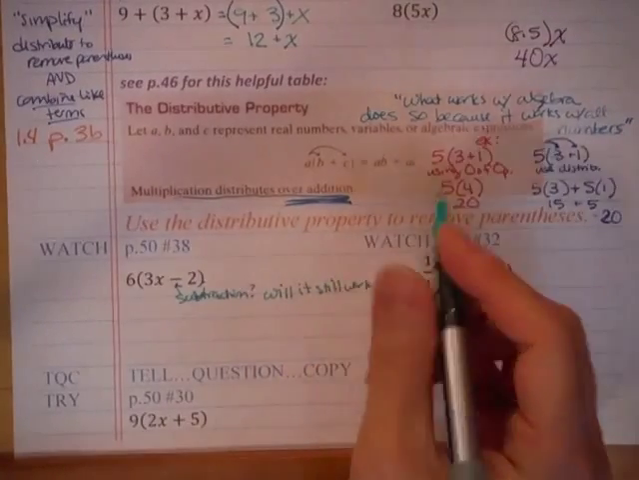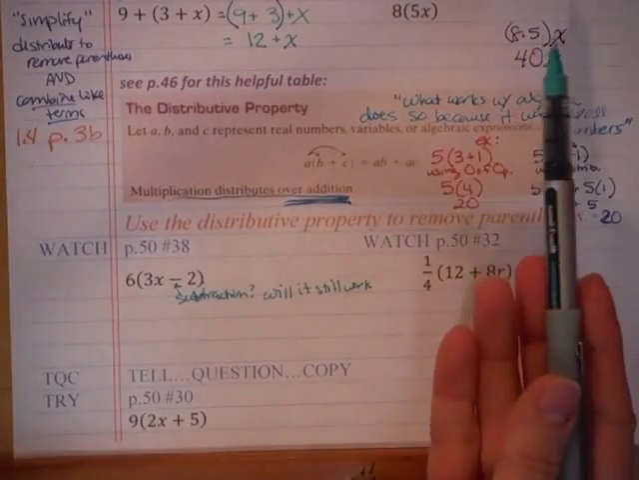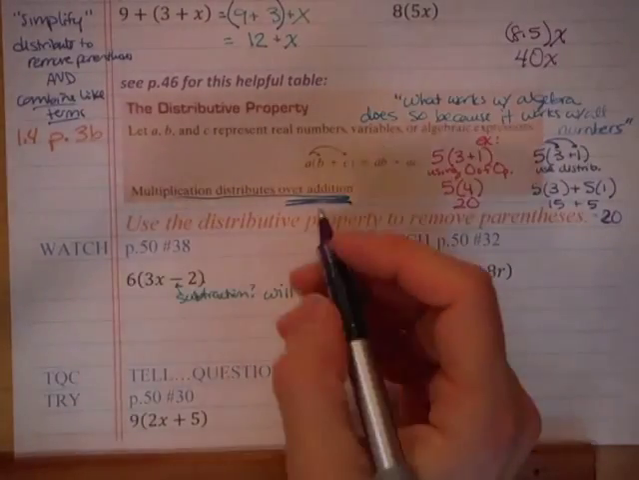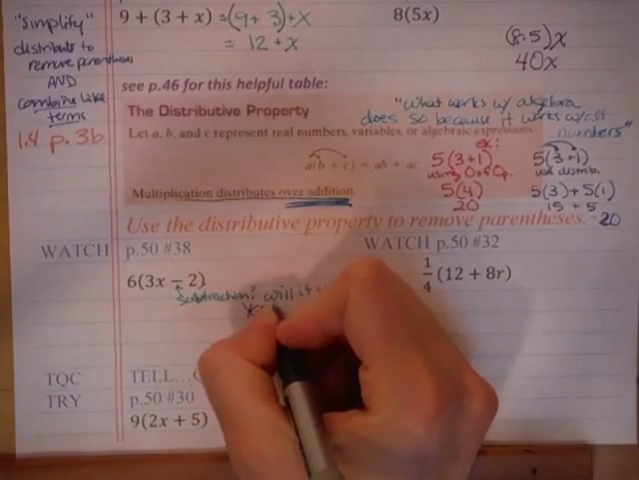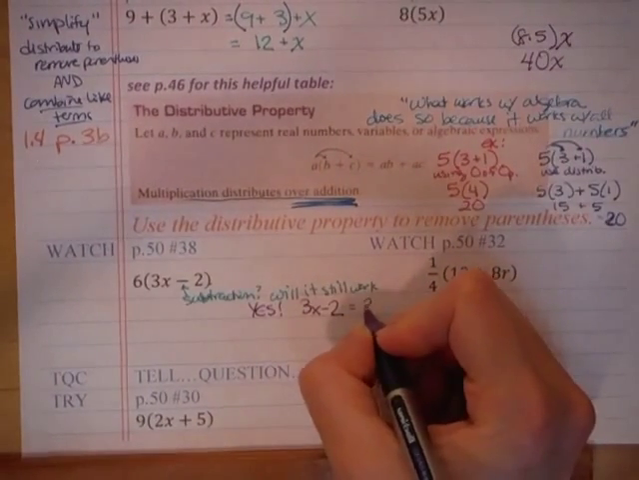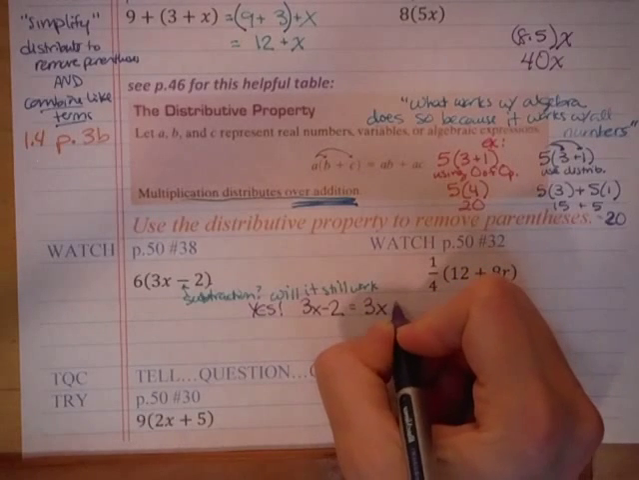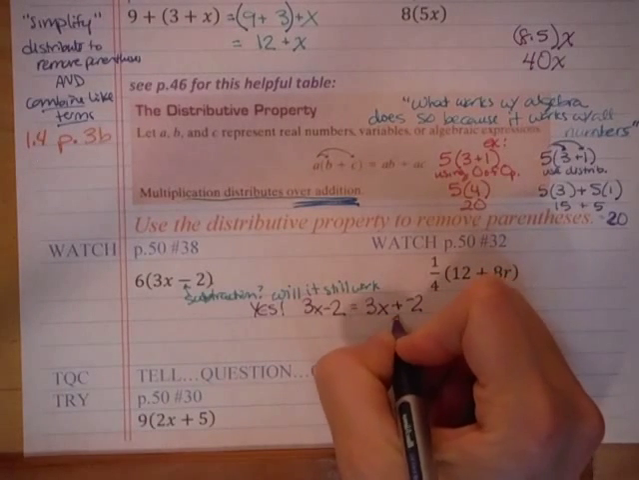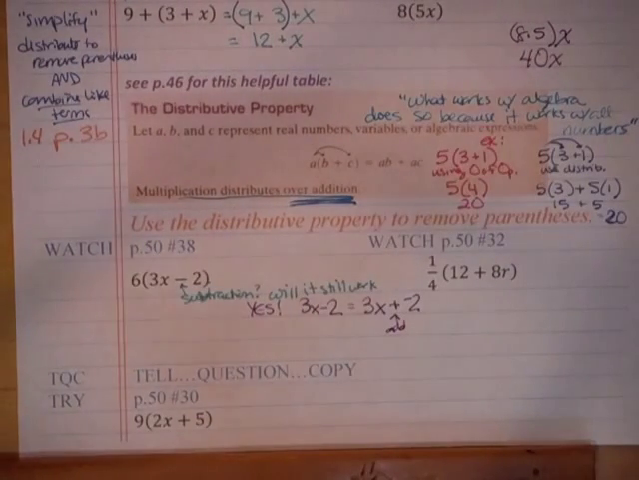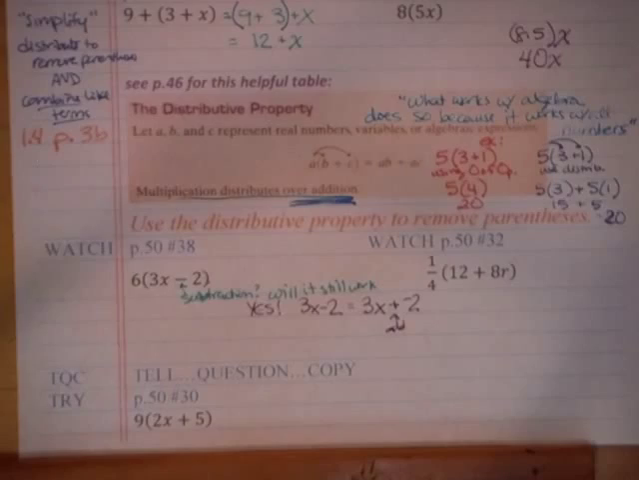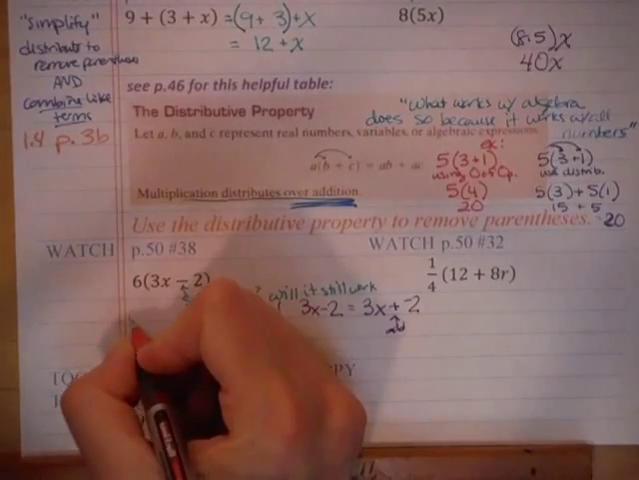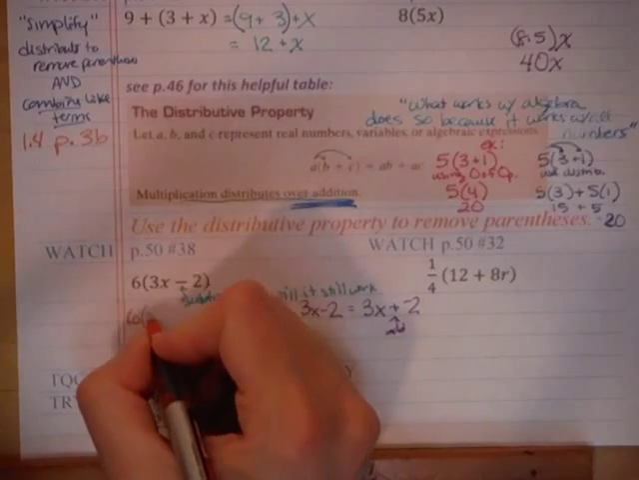Well, let's talk about what I've been mentioning through this section, that subtraction is really adding the negatives. 3x minus 2 is an equivalent expression to 3x plus negative 2. So we really are adding. Subtraction is really just adding the negatives. Division is really just multiplying by the inverses. So let's rewrite this here so we can be sure that we're distributing over the addition.